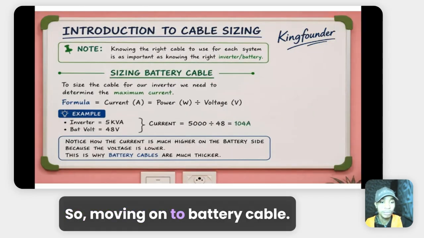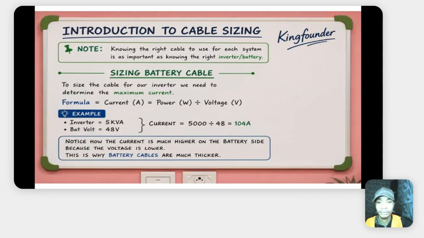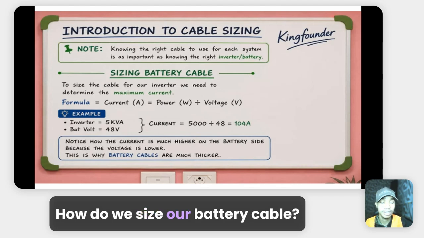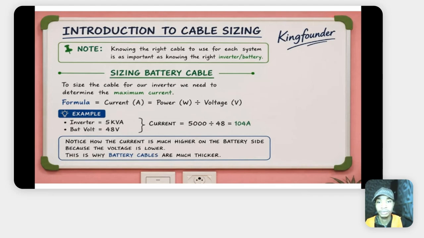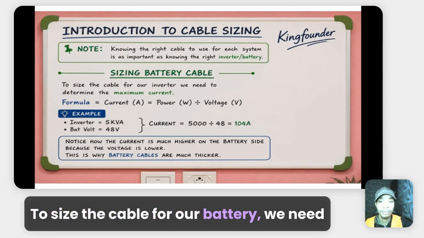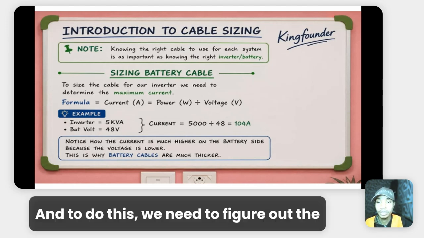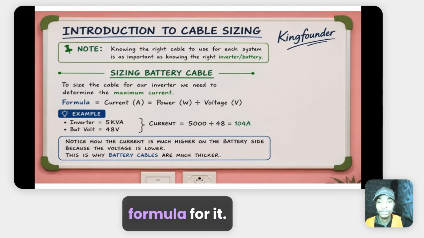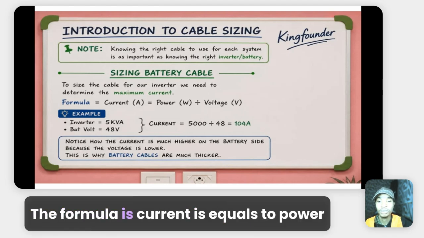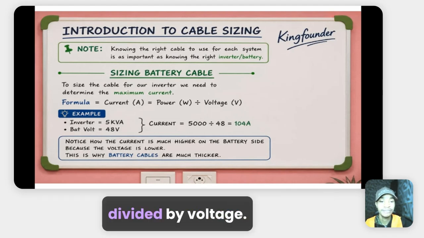So moving on to battery cable. How do we size our battery cable? To size the cable for our battery, we need to determine the maximum current. And to do this, we need to figure out the formula for it. The formula is current is equal to power divided by voltage.